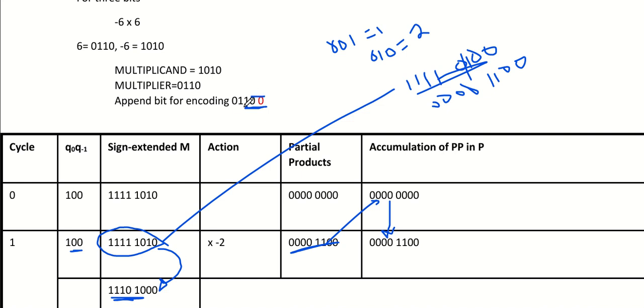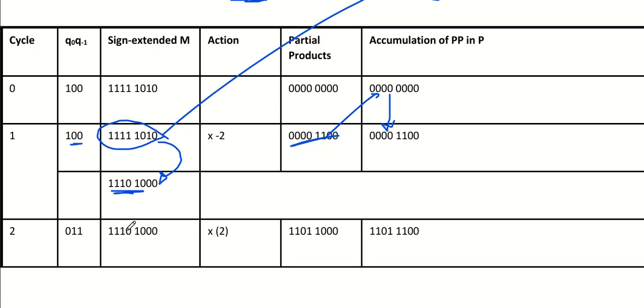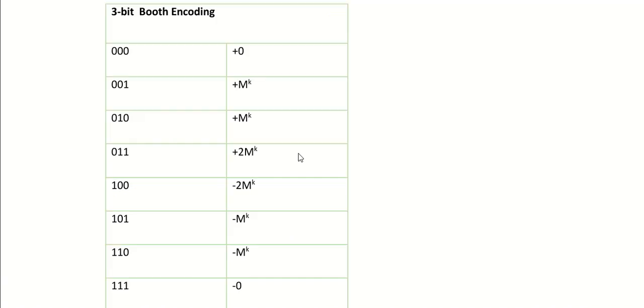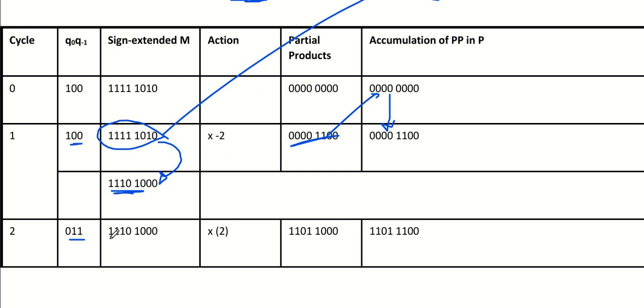And I will consider the next 3 bits, which is 011. So 011, right? That's what you see. And the encoding for 011 is that we should add 2 times the multiplicand. So that's what we are going to do. We'll multiply this one by 2, and to multiply this one by 2, the trick is just left shift it once. When you left shift it once, you get this one, right? Now when you add this one to what is already in the register, you get this answer.